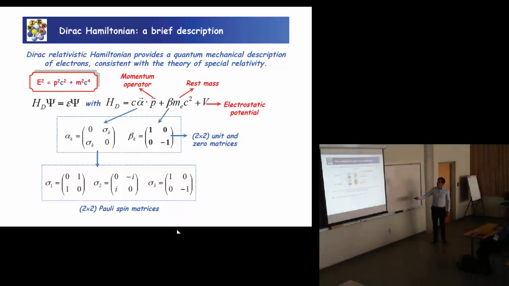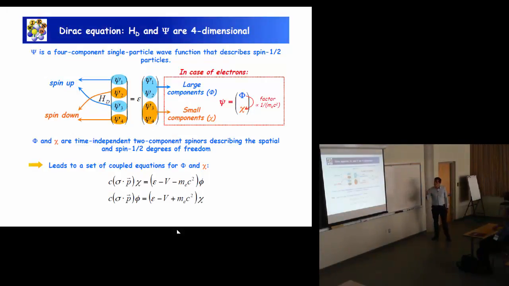So using this equation, you can express the wave function of a one particle system with spin half particles using this four component single particle wave function. These two terms will be the large component terms that will be related to the particle, and the small component terms that will be related to the antiparticle. And you see that this term is larger than this one by a factor of mc squared. So if you consider this equation, and if you solve it, it leads to two coupled equations that are given here. And you see that you will have the small component and the large component that will be related in this way.